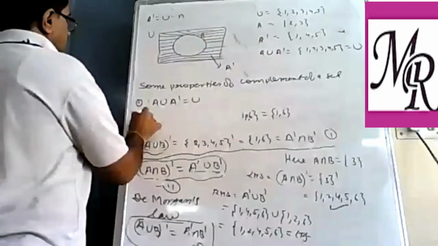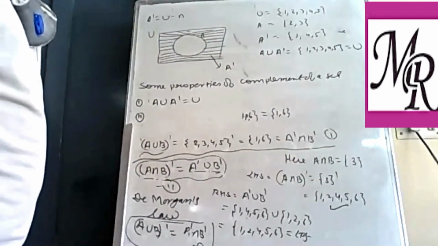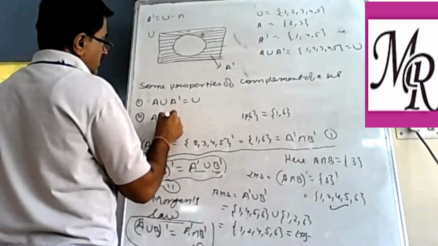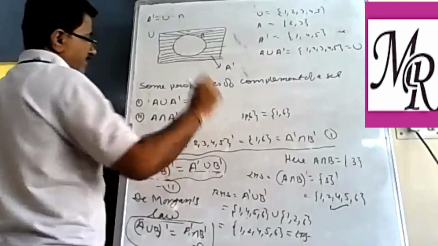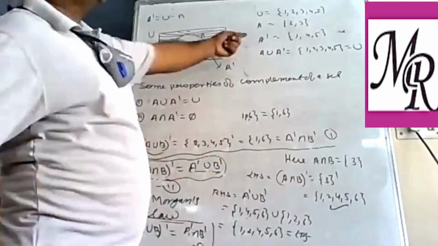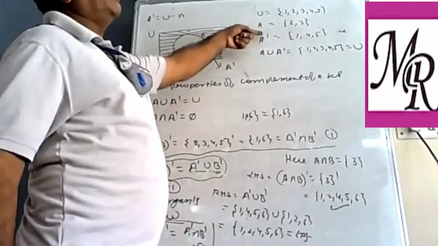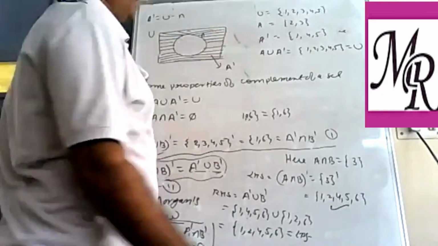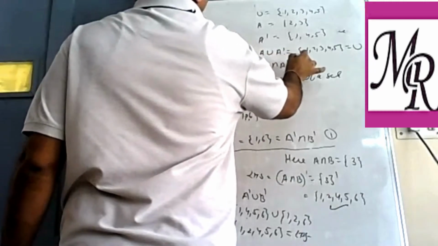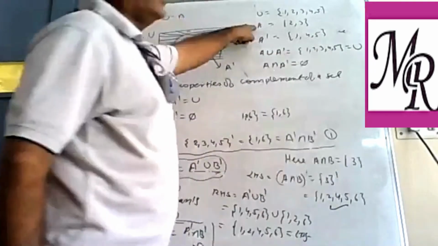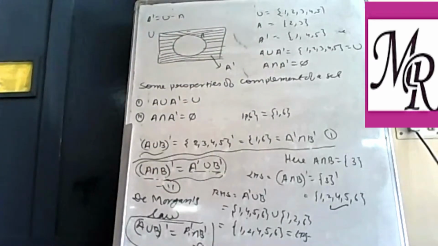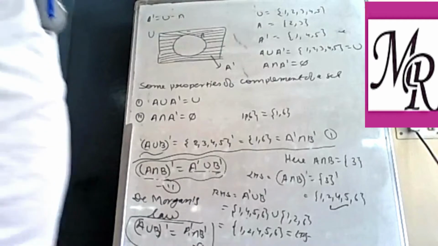Similarly, the second rule says A intersection A complement equals phi. Why? In this example, the intersection means common to A and A complement. There is nothing. In A and A complement, there is no common element. That's why phi. So this is the complement law.